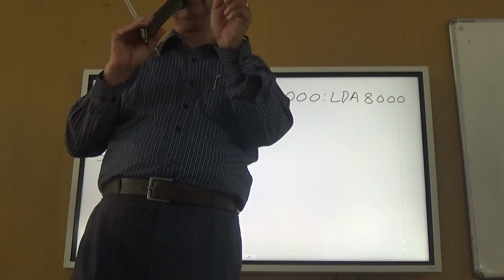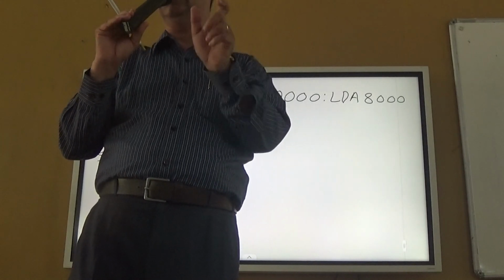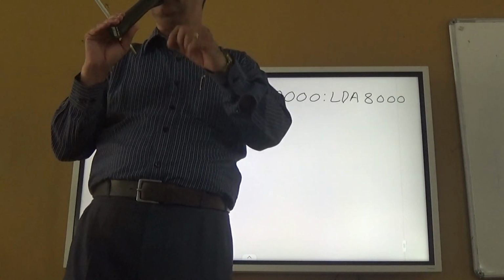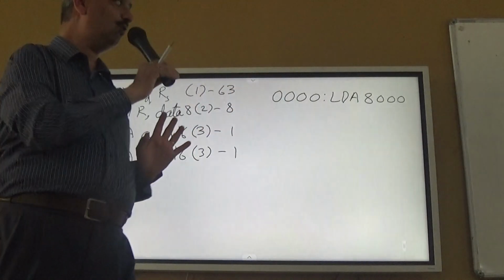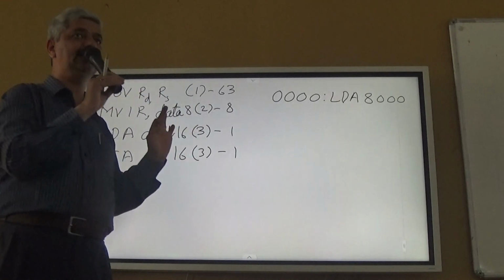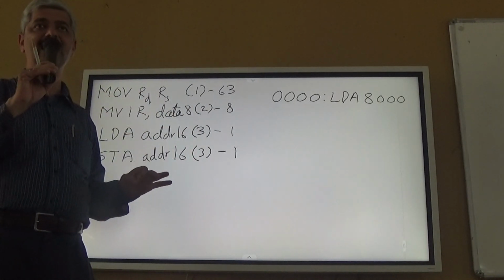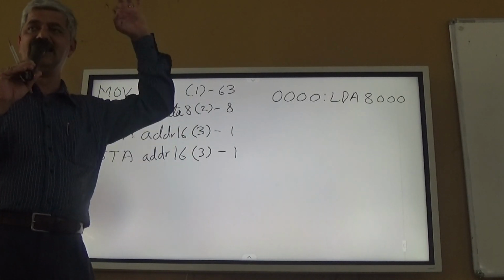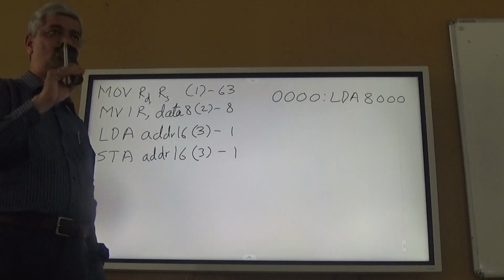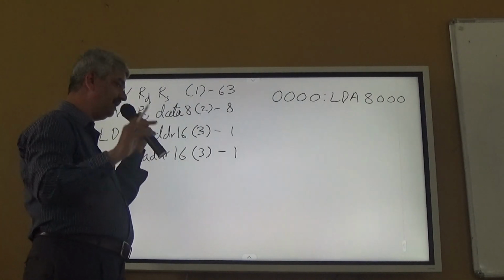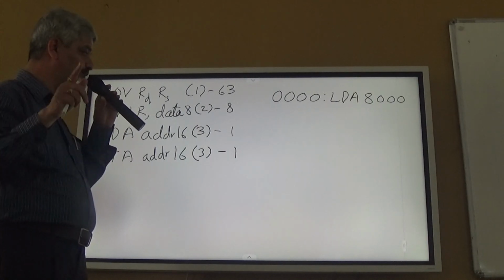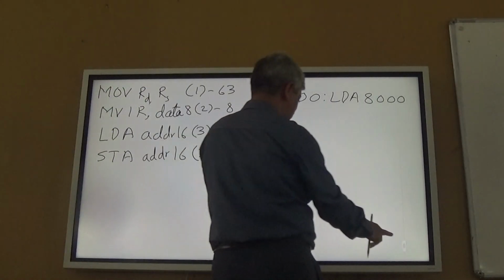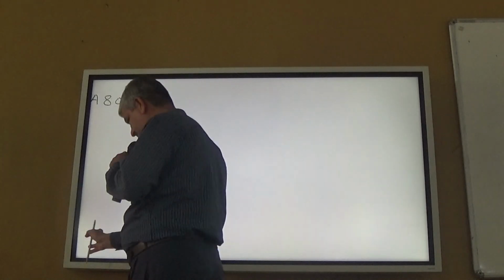Each digit can have a value from 0 to 9, A, B, C, D, E, F. 0 to F, each can have that value. So the instruction is LDA 8000, and I had said that it is written at address 0 itself. So everybody of you must be able to write down the machine cycle sequence which should be there.